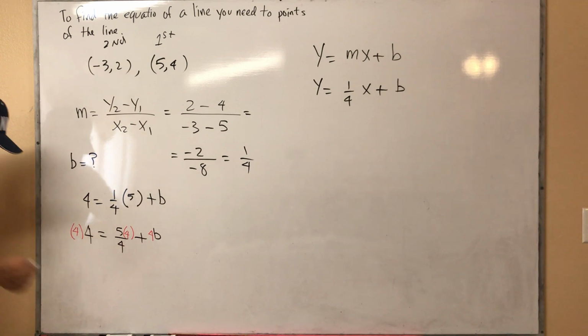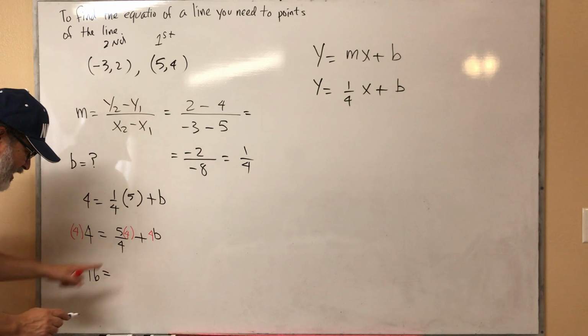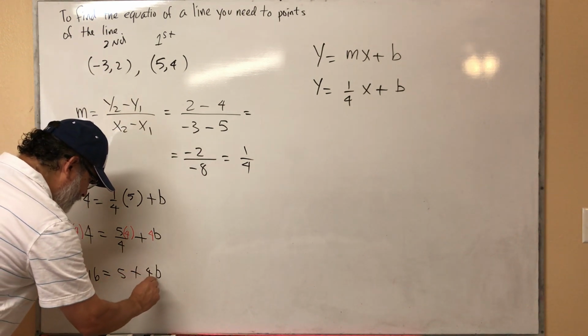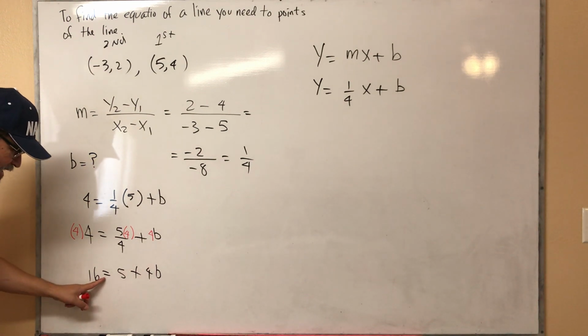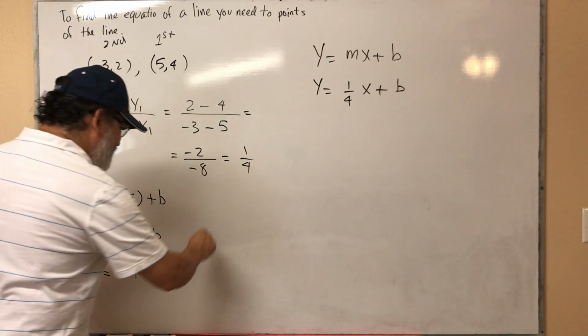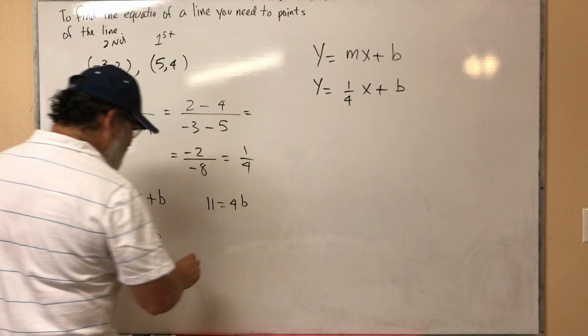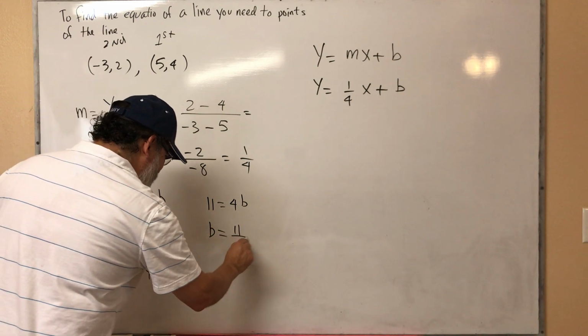And what do we get? This is 16 equals, the 4's cancel, we get 5 plus 4b. Almost done. And what is 16 minus 5? 11. 11 equals 4b. And what is b? b equals 11 over 4.